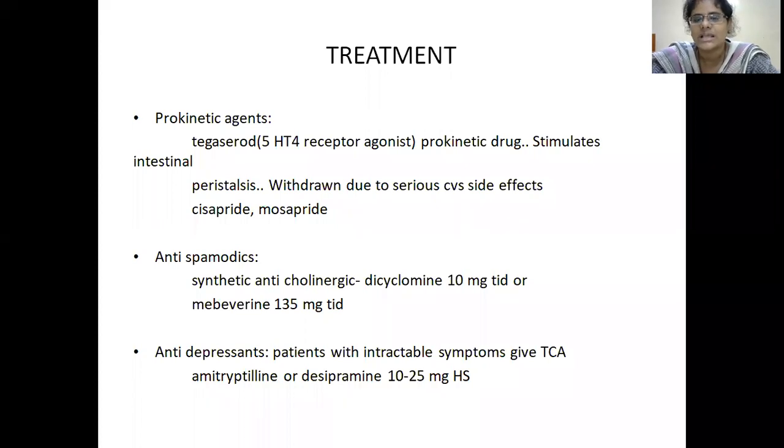The other thing is antispasmodics. In constipation patients, you also have abdominal pain, so relieve that pain. You can give synthetic anticholinergics, that is dicyclomine 10 mg TID or mebeverine 135 mg TID. The other important thing is that 80% of IBS patients have associated psychiatric manifestations. So antidepressants also play an important role. For patients with intractable symptoms, give tricyclic antidepressants, amitriptyline or desipramine 10 to 25 mg at bedtime.